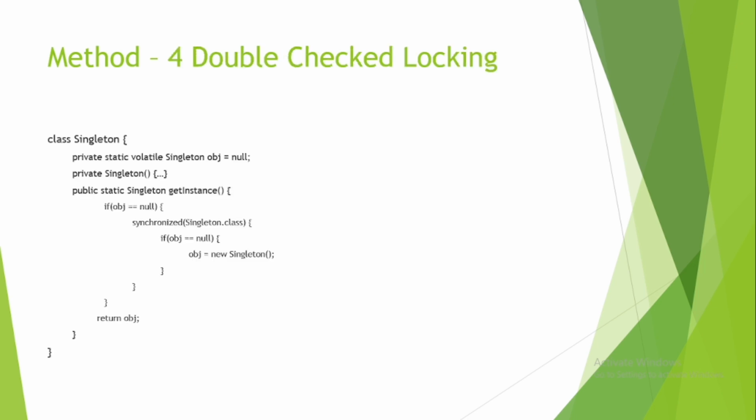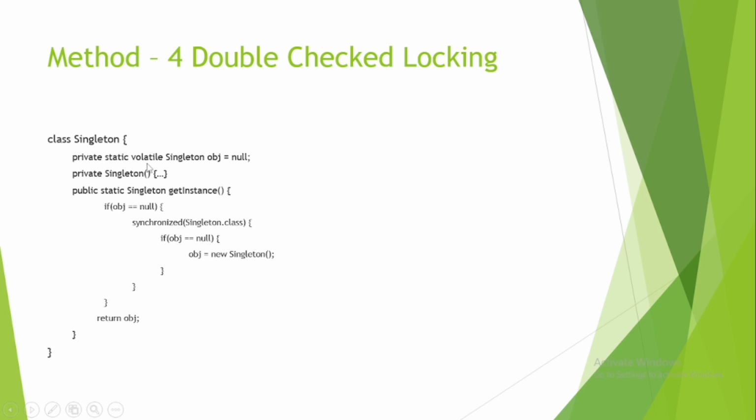Now this is the double checked locking. What is the meaning of double checked locking? It is asked in interviews: what is double checked locking, and how you can create a singleton class using it. So I have created this class Singleton and I have created this private static volatile Singleton object equal to null. Here you can see that I have added one more keyword, volatile.